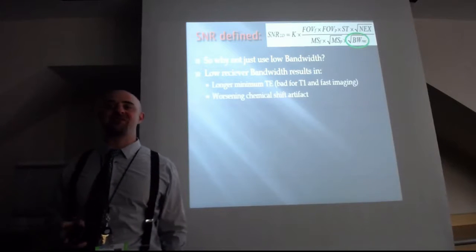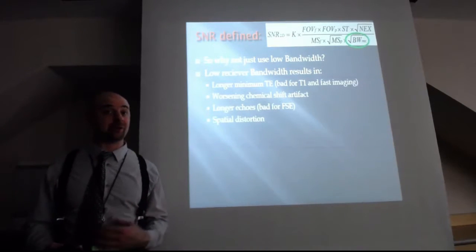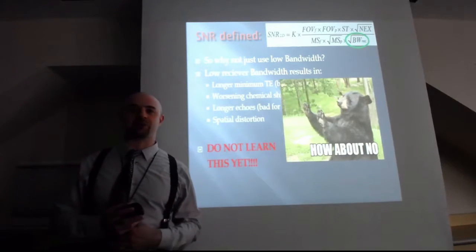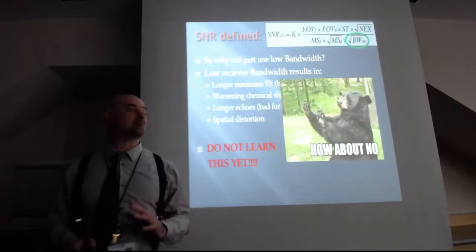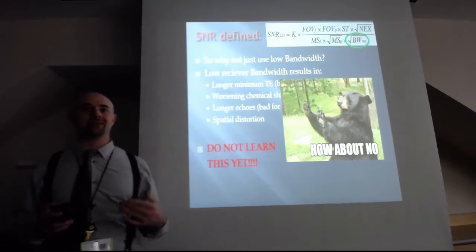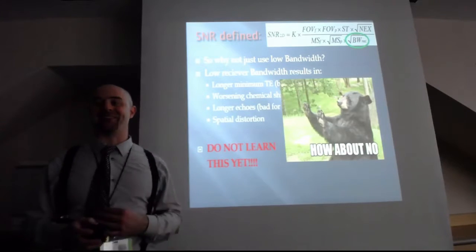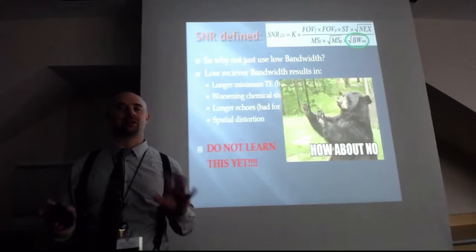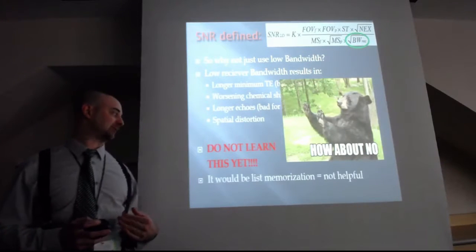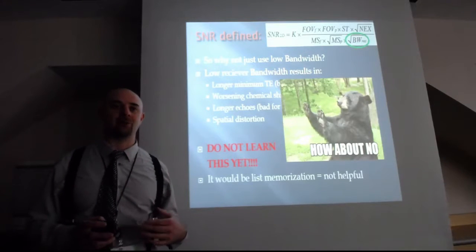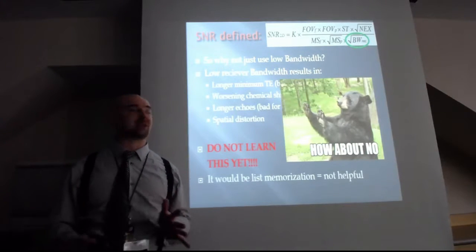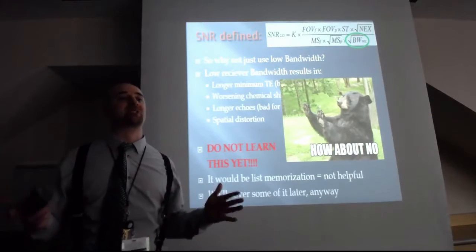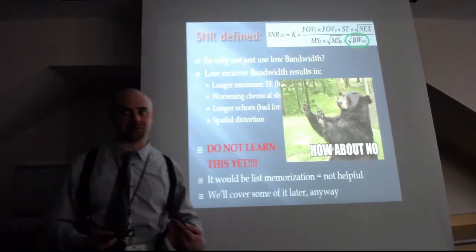Well, because a low receiver bandwidth is going to result in a longer minimum TE, which might not be good if you're doing fast imaging. More chemical shift, longer echoes, you get spatial distortion. Forget about it for now, is my answer, because all of these issues are going to come into play more when we talk about other stuff later. Basically, you would just be memorizing it now. So know that there are reasons to have more or less bandwidth, and just remember it as the frequency filter thing. And if the bandwidth happens to be large, you'll have more noise and decrease the SNR as the square root.